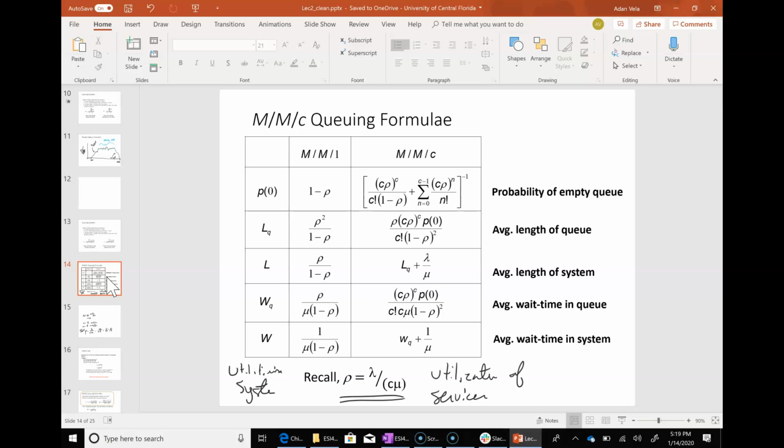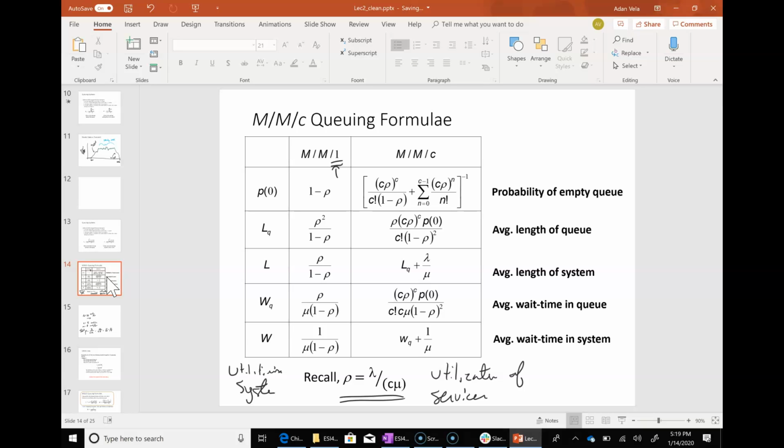Again, folks worked out some calculations and they said, well, we can calculate what the average length of a line is. And they worked it out to be rho squared divided by 1 minus rho. If we want to include the people who are being processed, so LQ is the people waiting in line, L is the people not only waiting in line, but being serviced, then it's rho over 1 minus rho. Similarly, we have equations for WQ and W. You sort of plug them in and get your values. Okay. Now, these equations here assume that you just have one server.